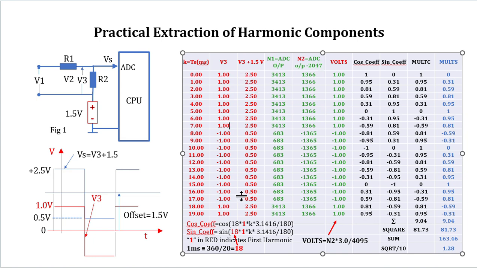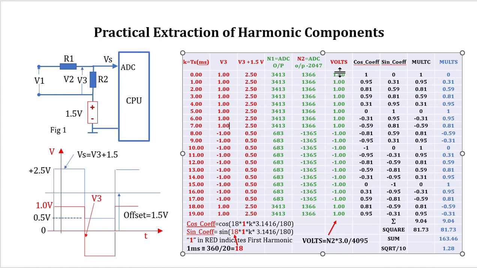Why do all this? Because the AD converter is not willing to accept these negative values. So we have added something so that the voltage becomes positive all the time, then converted it using the AD converter, and then the values that you got, you subtract from it 2047, which is the equivalent of 1.5 volts. So you get this, and from this you obtain the volts.